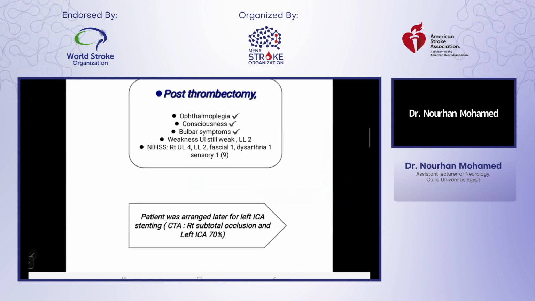Over the next few hours after thrombectomy, ophthalmoplegia resolved completely. She regained her fully conscious level, and bulbar symptoms resolved. Her weakness was partially resolved, mainly in the lower limbs. Grade 2 upper limb was still 4, and her NIH dropped to 9. The patient was later arranged for left ICA stenting, as her CT angiography showed right subtotal occlusion and ICA 70% stenosis.